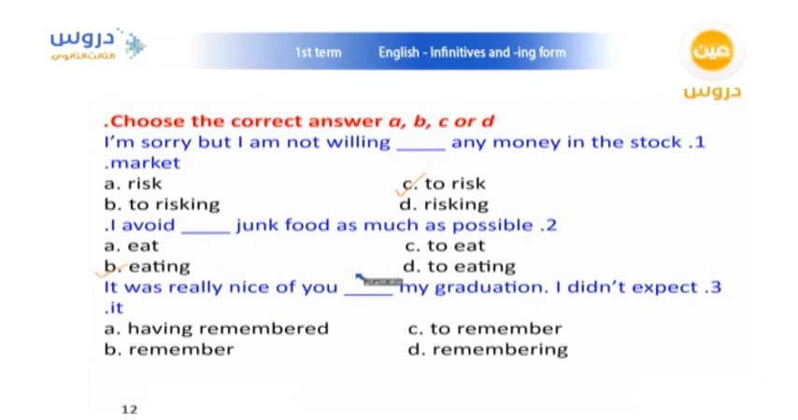Okay, so we are reaching number three. It was really nice of you ___ my graduation. I didn't expect it. Is it having remembered, to remember, remember, or remembering? What do you think, Nur Abdullah and Mada Al-Jabri? Is it A, B, C, or D? What do you think?